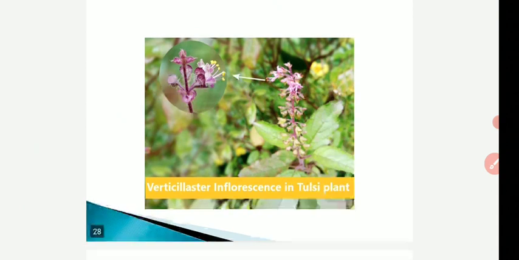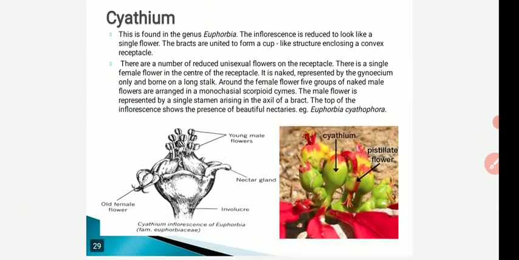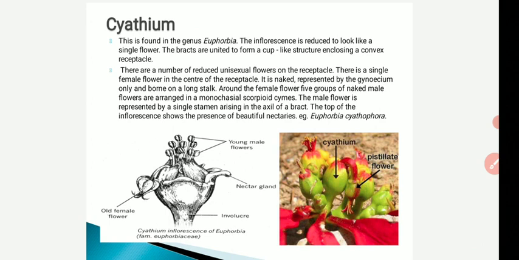Now the second special type of inflorescence is cyathium. It is a specialized cymose inflorescence which is covered by a cup-shaped green involucre formed by union of bracts. The extremely reduced florets are placed on a convex receptacle. At the center, the biggest simple female flower is present, and this single female flower is surrounded by a number of younger male flowers.